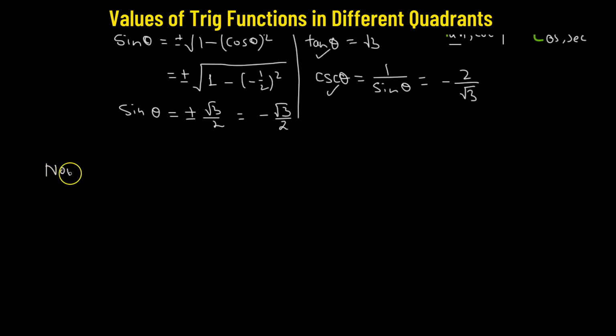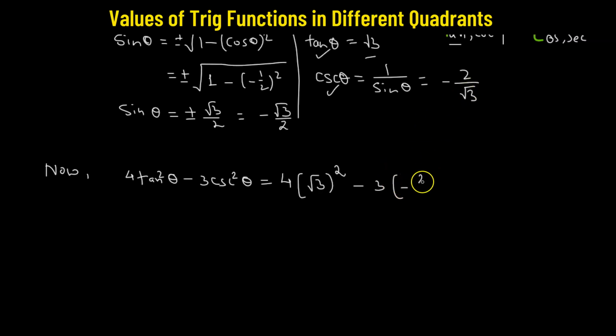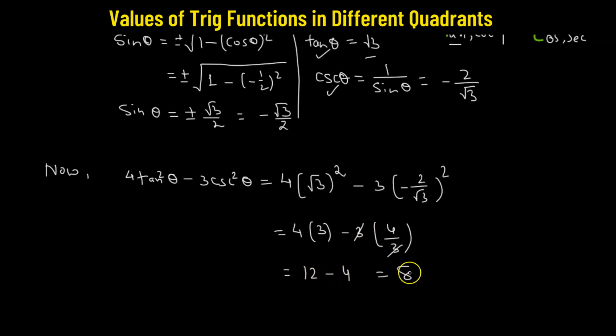Now, 4 times tangent squared theta minus 3 times cosecant squared theta equals 4 times square root of 3 whole squared, minus 3 times (-2 over square root of 3) whole squared. This gives us 4 times 3, then minus 3 multiplied by 4 divided by 3. The 3 and 3 cancel out, so we have 12 minus 4, which equals 8. So the value of 4 times tangent squared theta minus 3 times secant squared theta is equal to 8.